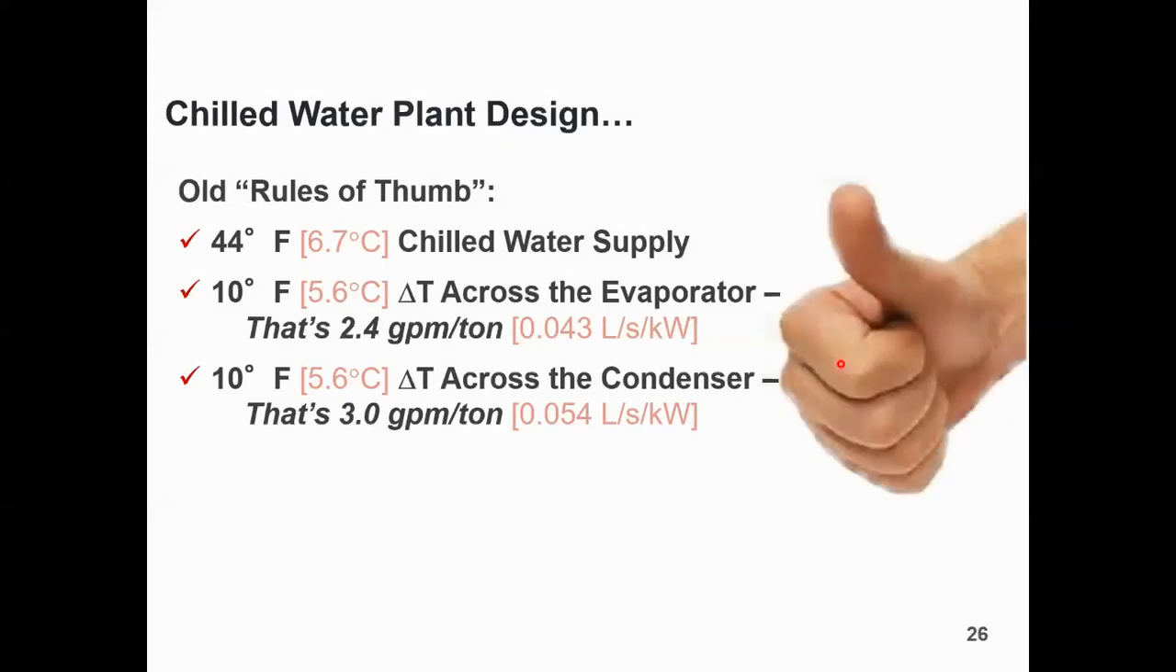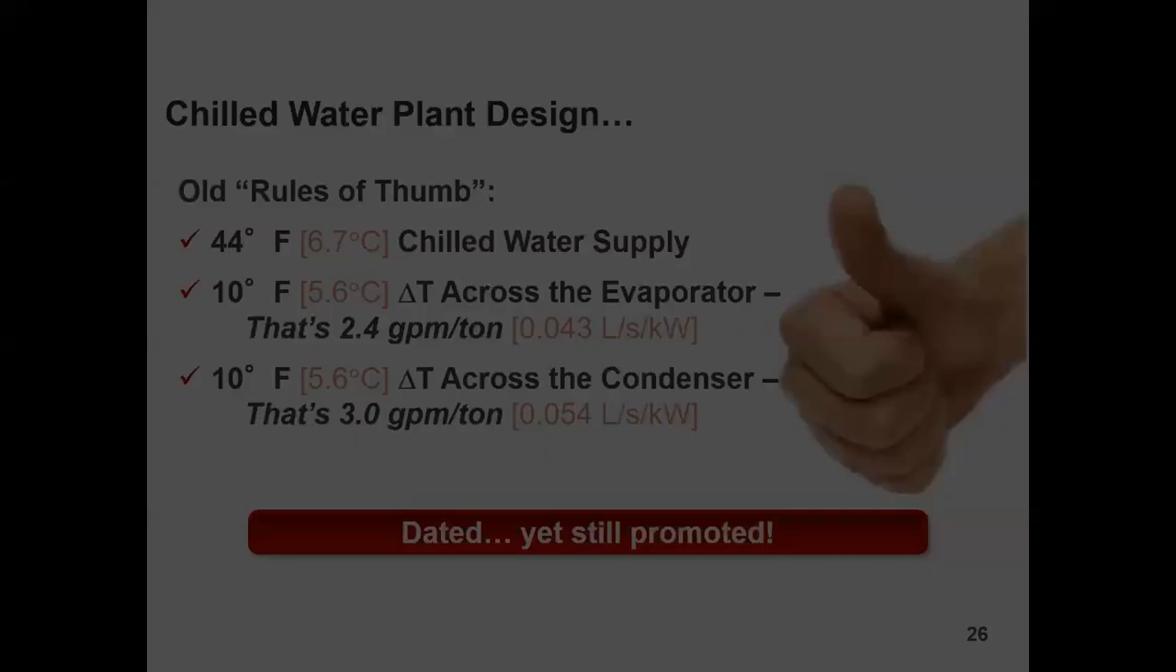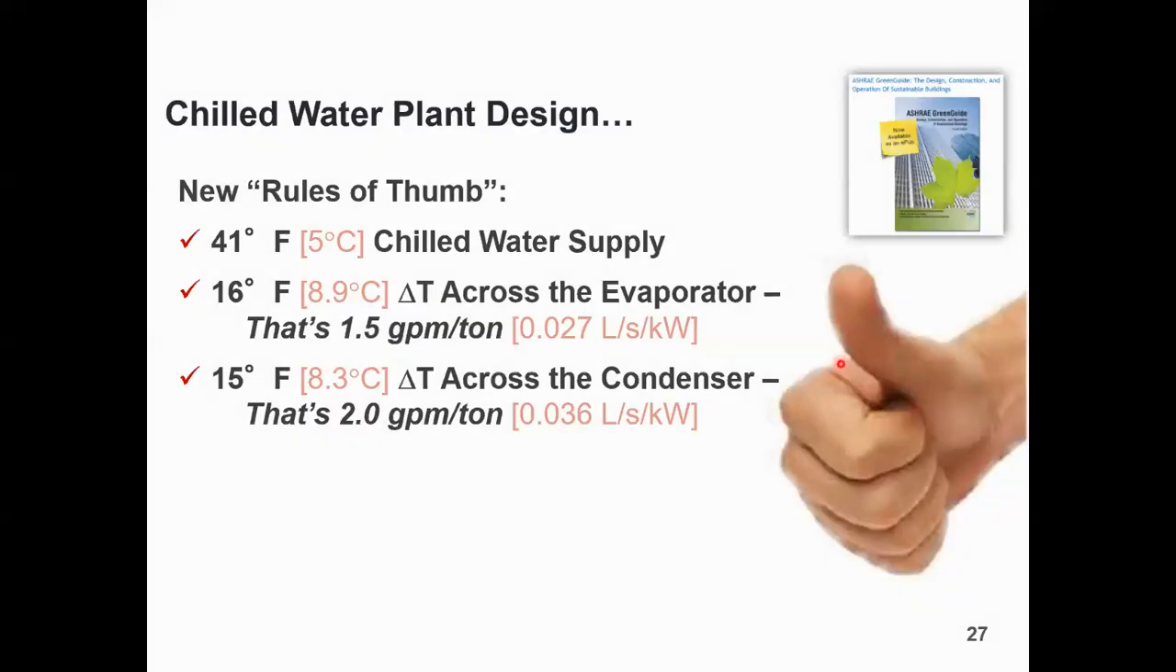So this is a typical rule of thumb which we normally use in design: 10-degree delta T across the evaporator and condenser, with 2.4 GPM per ton flow rate on the evaporator side and 3 GPM per ton flow rate on the condenser side. Now, we still promote that. Obviously, 90% of our designs are with this. But this is what the ASHRAE Green Guide is promoting.